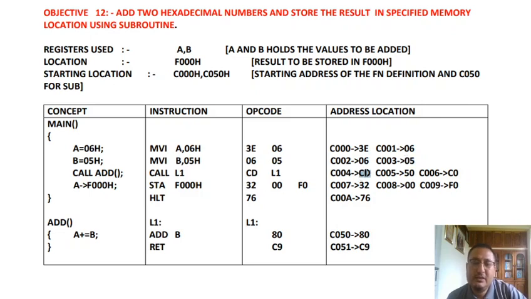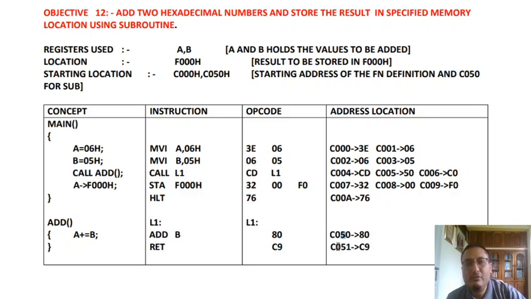So this is the opcode for the call instruction, right? And then at 05 we have 50. So C050 is the starting address of the function in the memory. So 50 here, C0 here. As I said, the higher byte will go to the higher address, the lower byte will go to the lower address. And then at C007 we have 32. This is the opcode for STA. And then at C008 we have 00, and F0 at C009, and at C00A we have 76, right? Likewise at C050 we have 80, and at C051 we have C9.